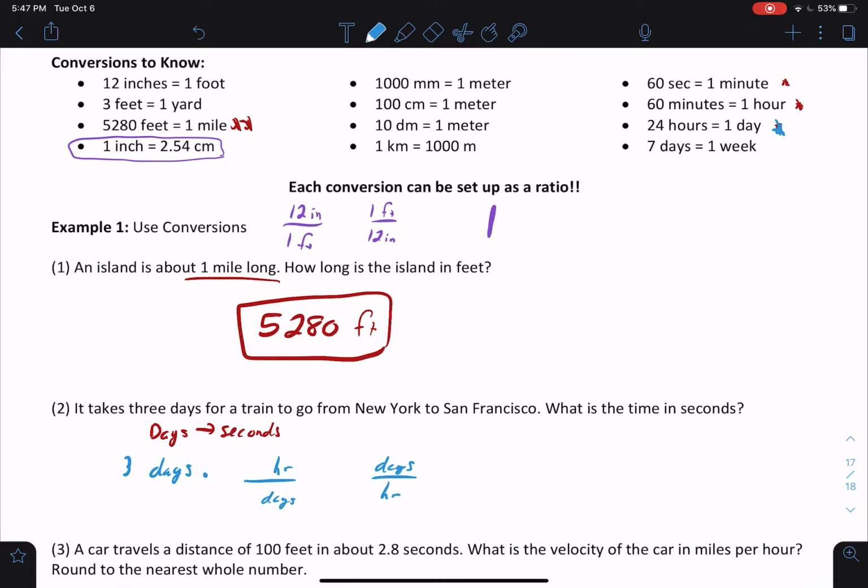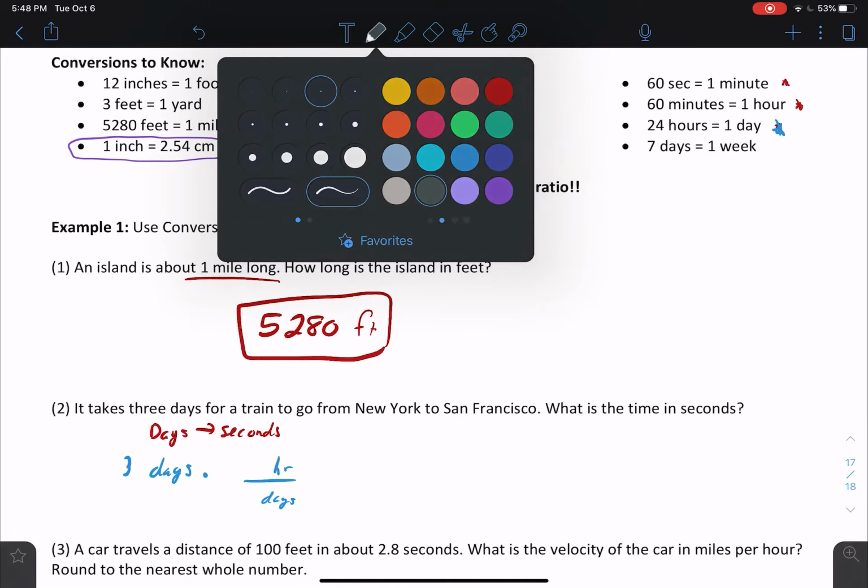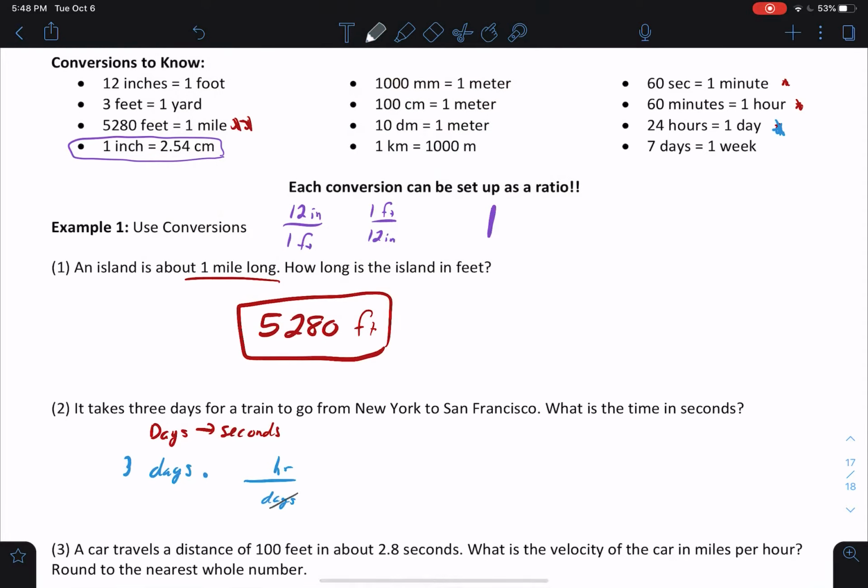How am I going to multiply these all together? Well, I need to convert days into hours. So I'm going to multiply it by hours over days because notice what happens. We have days on the bottom and days on top. The units of days are going to cancel, leaving me with the units of hours. Okay, so what is that conversion, hours into days? Well, it's 24 hours in 1 day.